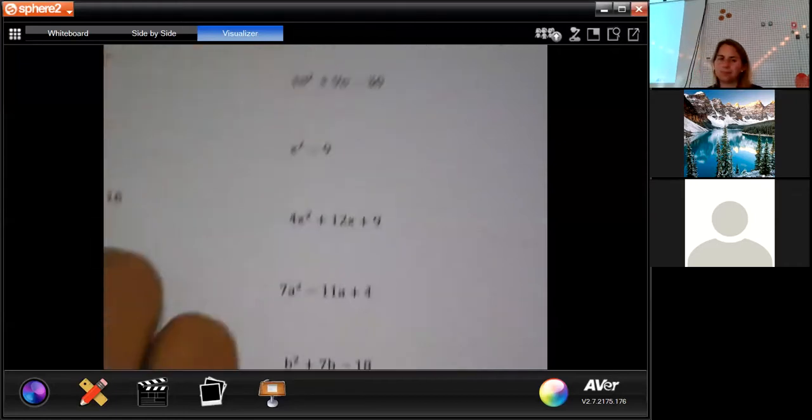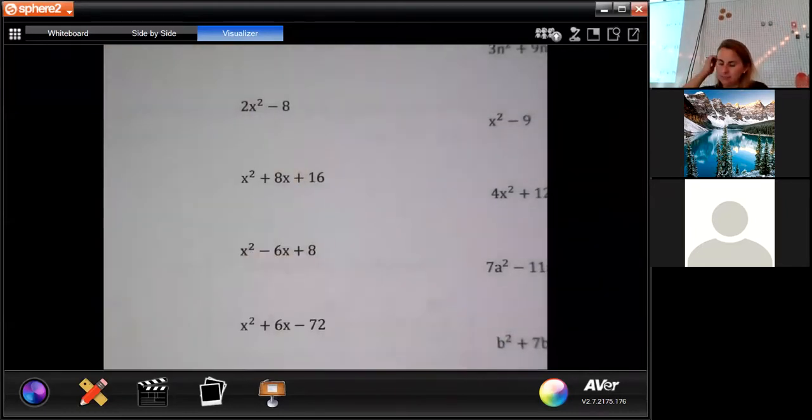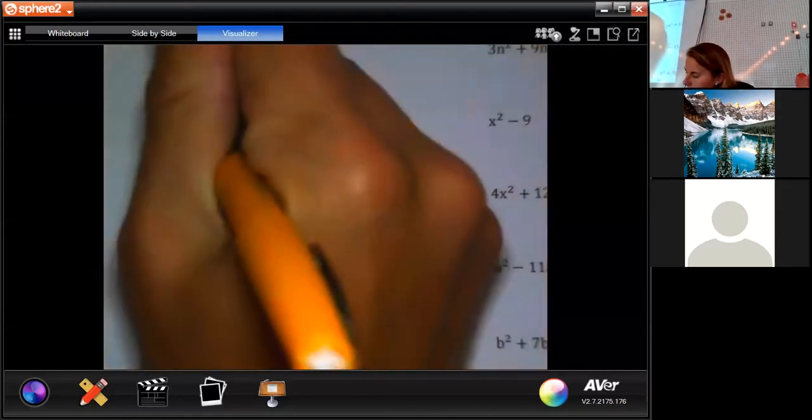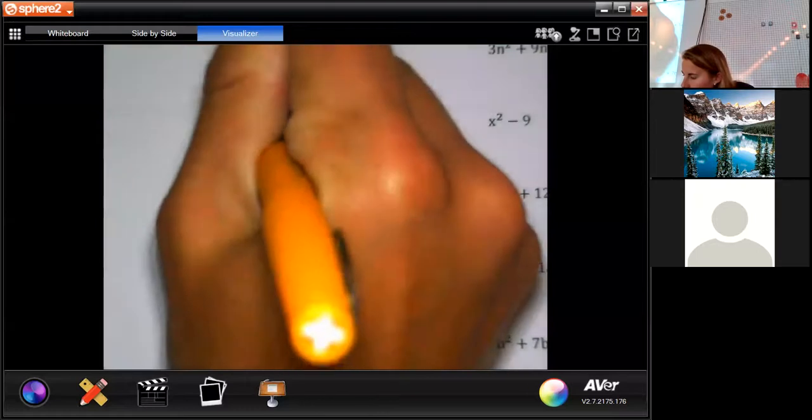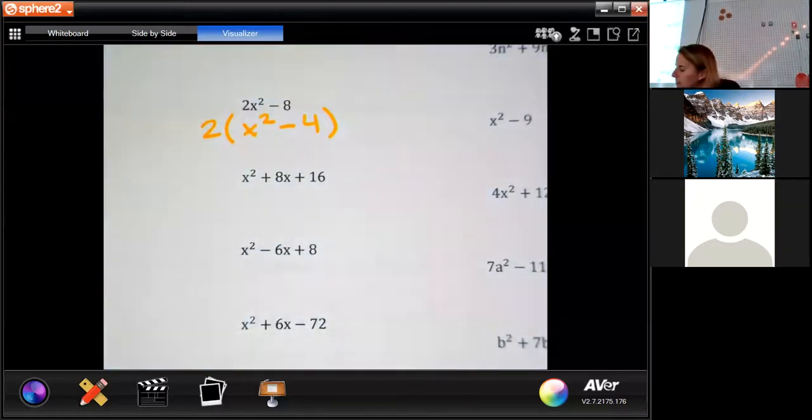Oh, let's do this one. 2x squared minus 8. What would you say the first step is? Divide by 2 or take out 2. Right, take the GCF of 2 out. You get x squared minus 4. All right, are you done?